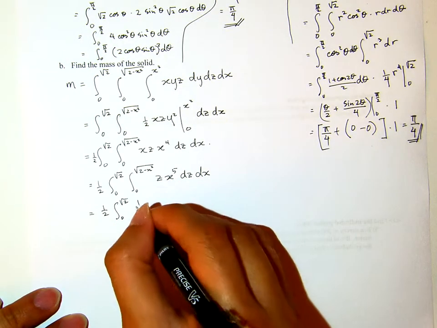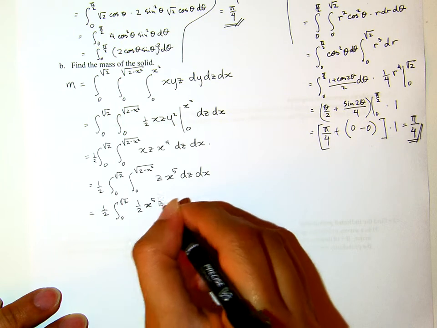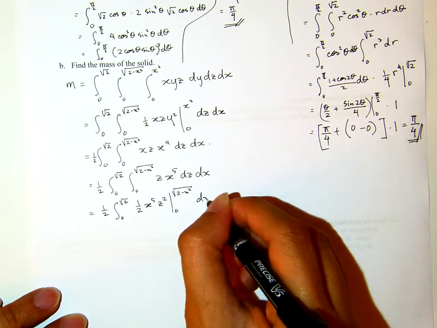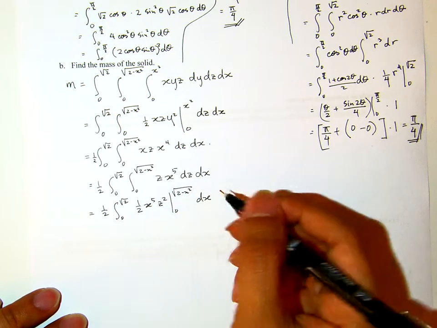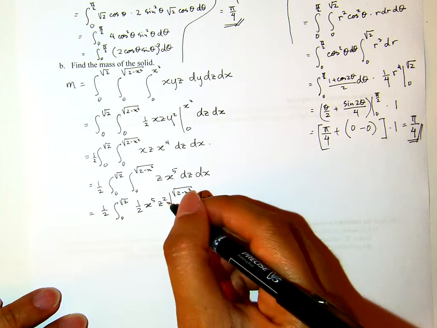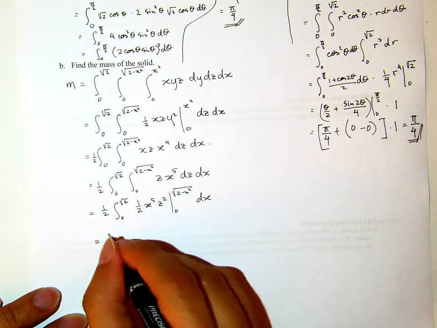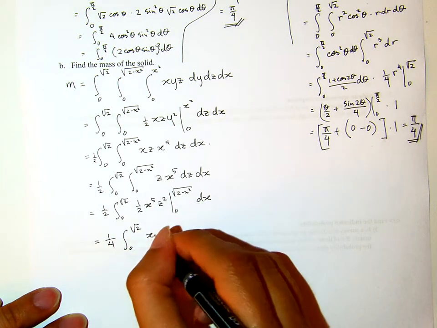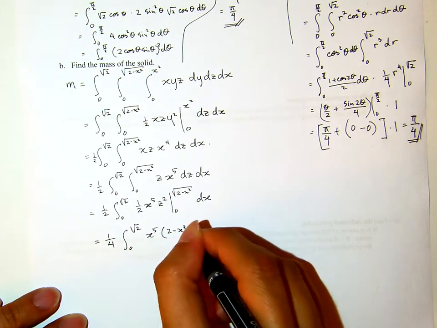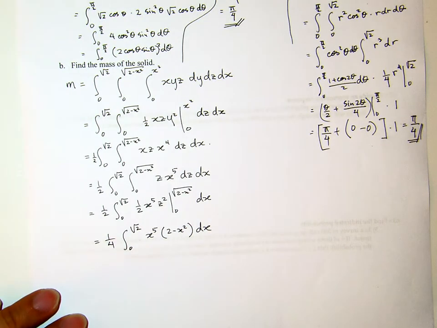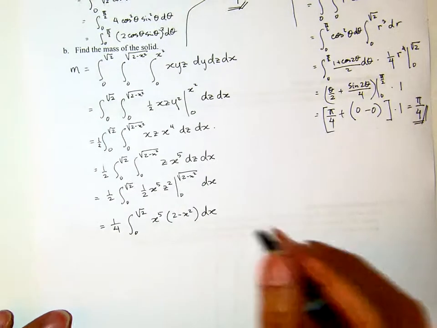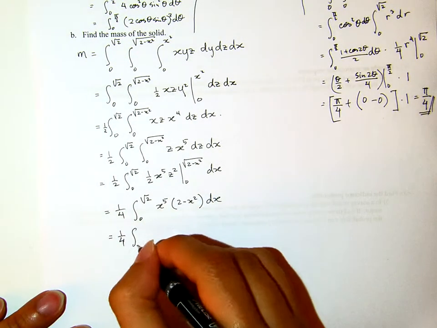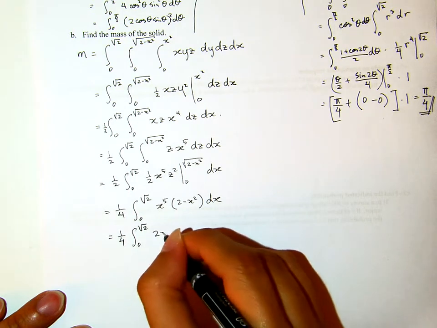Let's see, there will be 1/2 x to the 5th z squared from 0 to square root of 2 minus x squared dx. I replace z by square root of 2 minus x squared, therefore the z squared will be 2 minus x squared. I pull the 1/2 out, becomes 1/4. Seems like it's not bad. Continue further. I hope you see this to be Mickey Mouse right now.